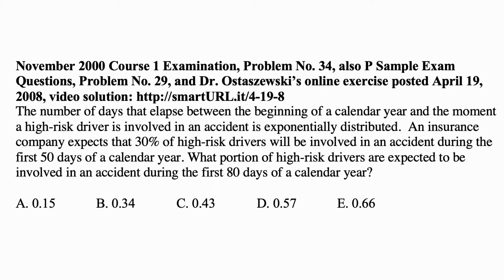Here's a problem for today for exam P on probability. The number of days that elapse between the beginning of a calendar year and the moment a high-risk driver is involved in an accident is exponentially distributed. An insurance company expects that 30% of high-risk drivers will be involved in an accident during the first 50 days of a calendar year. What portion of high-risk drivers are expected to be involved in an accident during the first 80 days of a calendar year?